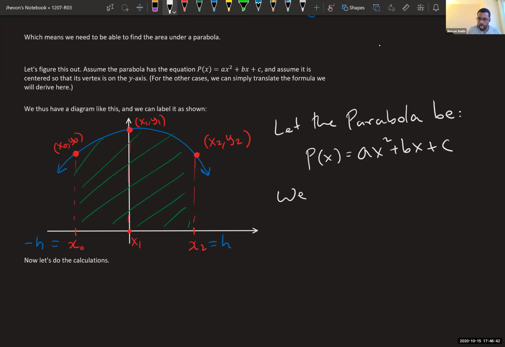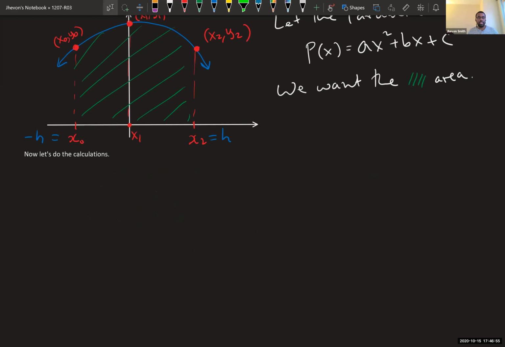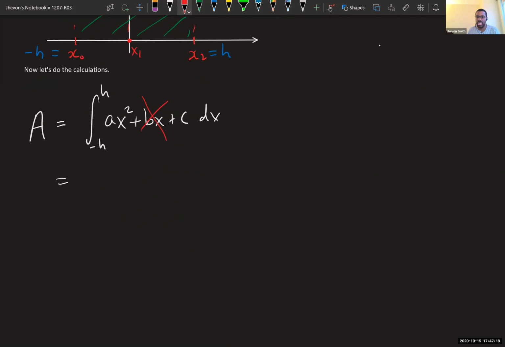We want the area A. Okay, how do we actually go about figuring that out? Well, calculus, we know that the area is going to be the integral from minus h to h of our function. And so we all remember from calc 1, the integral of an odd function across a balanced interval is 0, so we can ignore the middle term because that's just going to cancel itself out. And so now we integrate, we get ax cubed over 3 plus cx between minus h and h.